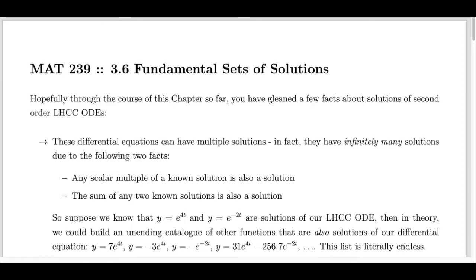Section 3.6, Fundamental Sets of Solutions. Over the course of previous sections, we've determined how to find the general solution to a second-order LHCC differential equation in every possible case. That is, for every possible type of root or roots the characteristic polynomial could have. There were three types of roots: real and distinct roots, complex conjugate roots, and a real and repeated root, and we addressed all three types.